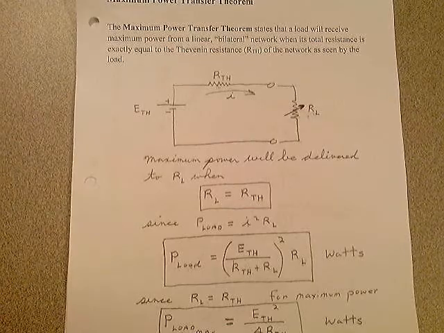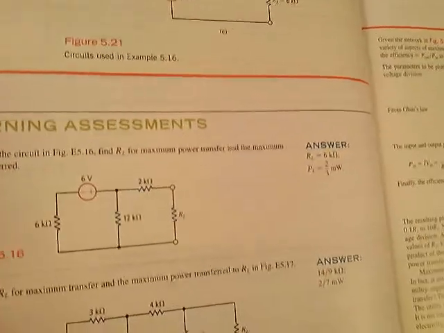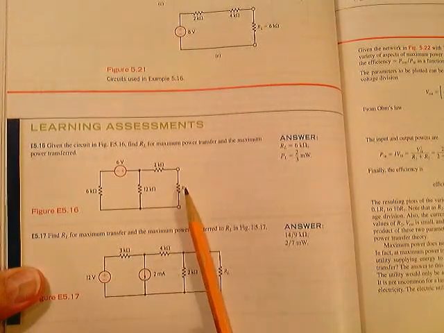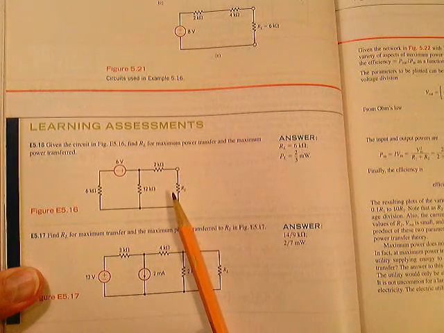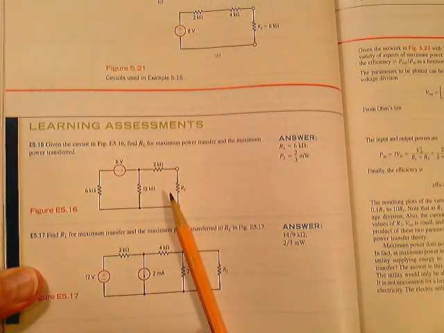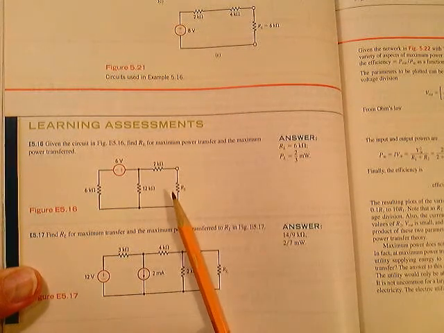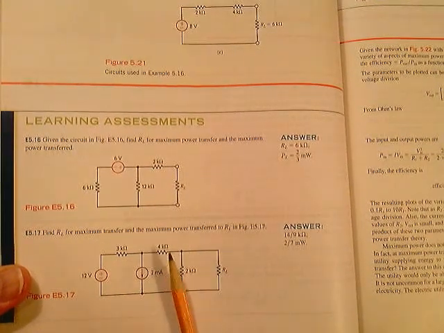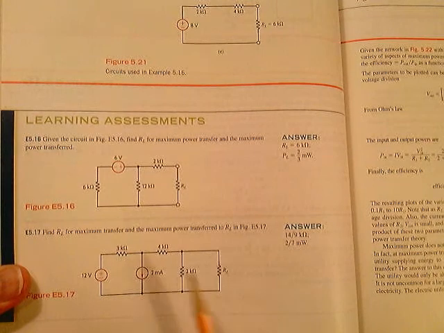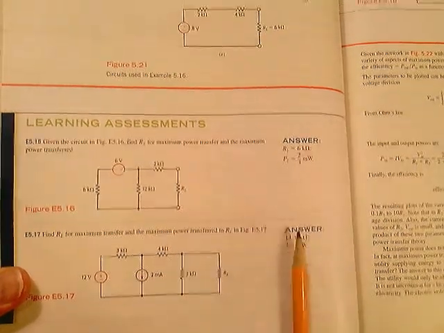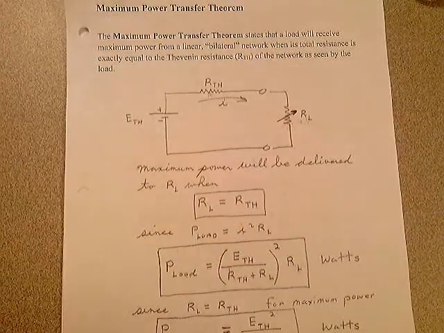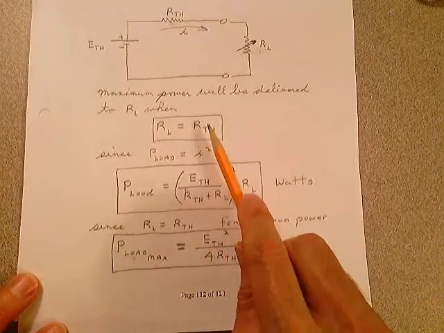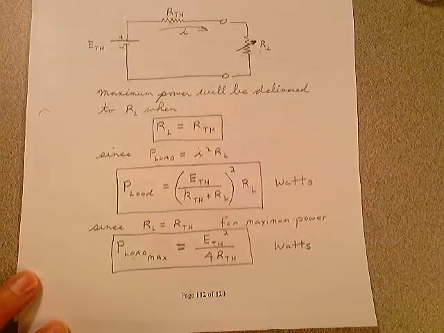And you're going to have a number of problems to work out, but these are fairly straightforward, and here are some learning assessments. Given this circuit, find RL right here for maximum power transfer. Okay. And then find that maximum power in watts. Well, here are the answers. Down here's the same thing. Find RL here for maximum power transfer. Then find that power in watts that can be transferred. You're just working both of these equations out to get these answers. Matter of fact, you're using that equation right there, this concept here, and that equation right there.